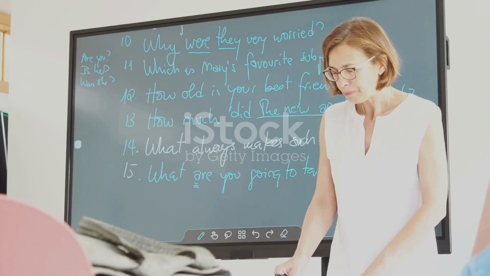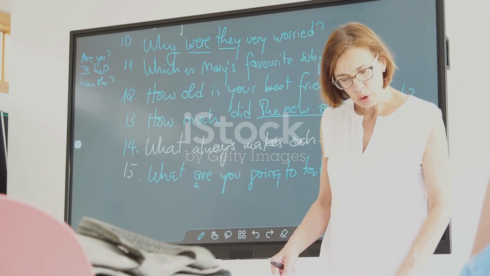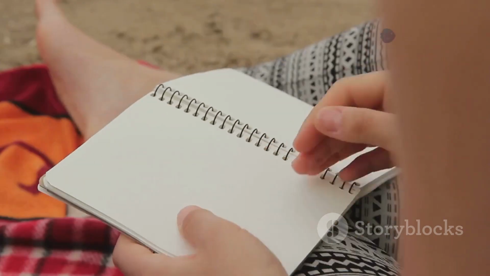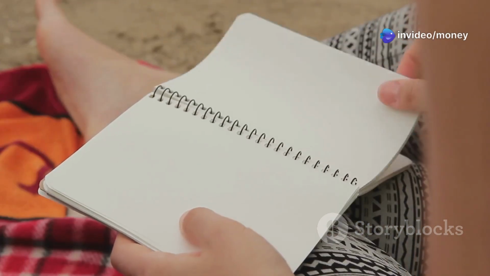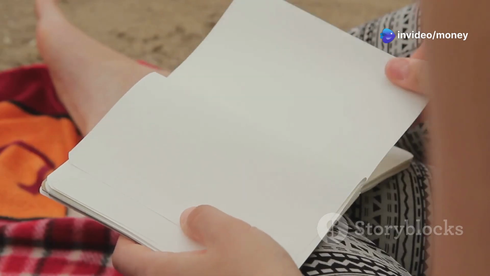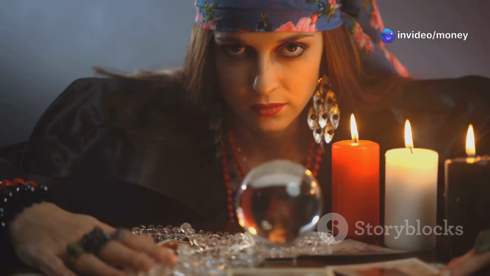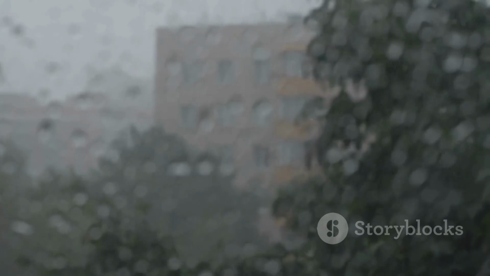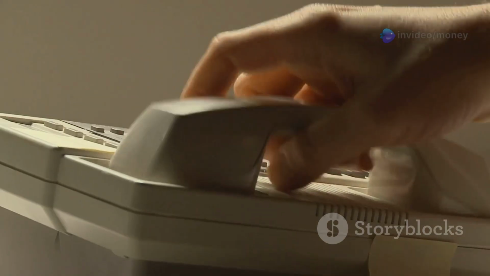Section 6. The future tense. Simple future and future continuous. The simple future tense is used to talk about actions or states that will happen in the future. We often use it for predictions about what we think will occur. For example, it will rain tomorrow. It is also used for spontaneous decisions made at the moment of speaking. For instance, the phone is ringing.